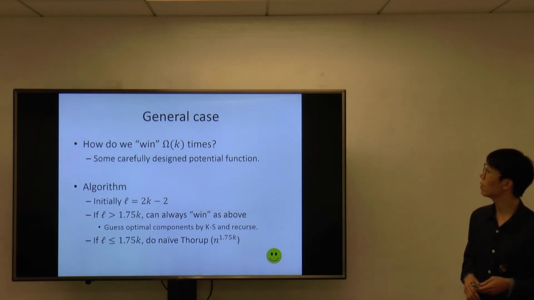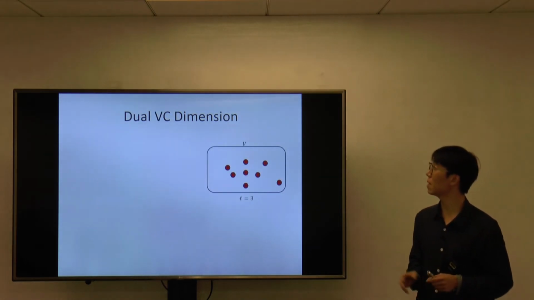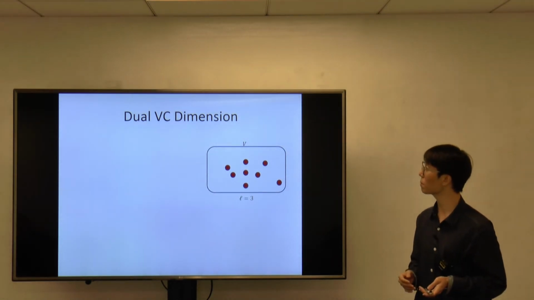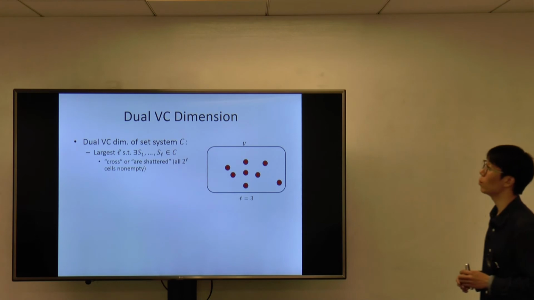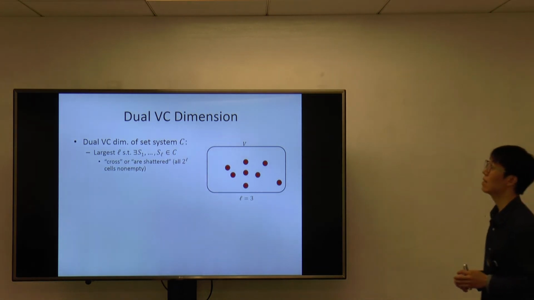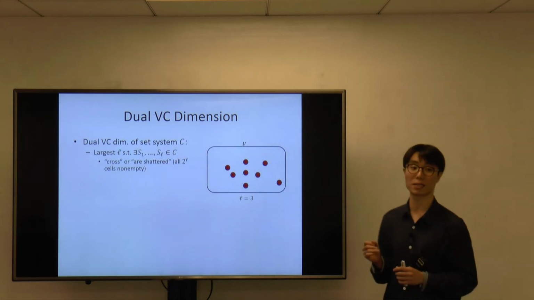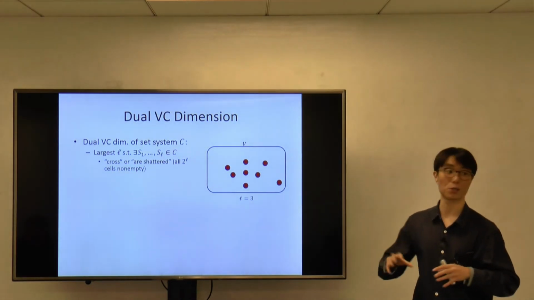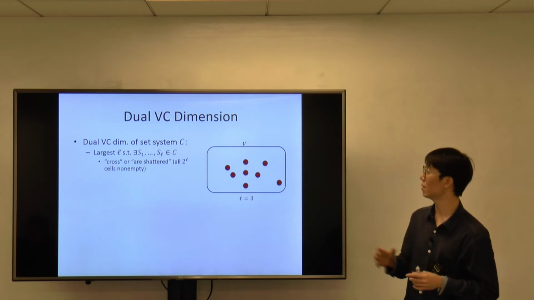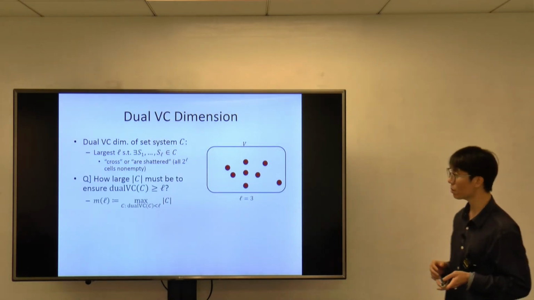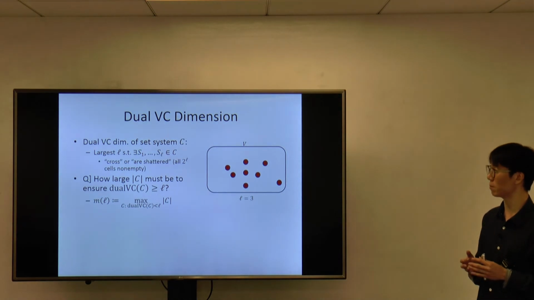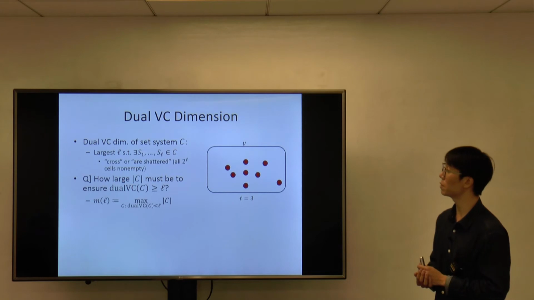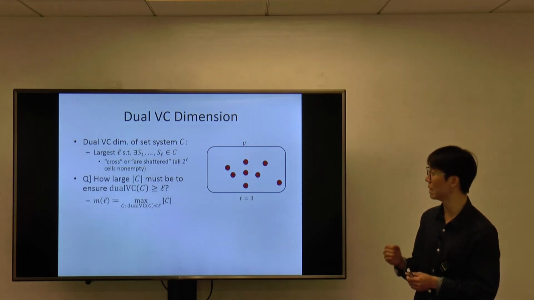And for the remaining time, let me say some more about this dual VC dimension, which is a clean question by itself. Recall that the dual VC dimension of the set system C is the largest L such that there exist L sets, S1 through SL, that cross or are shattered, which just means that 2 to the L cells are non-empty. Then as usual, like for the VC dimension, we can ask how large the set system must be to ensure that the dual VC dimension is at least L.